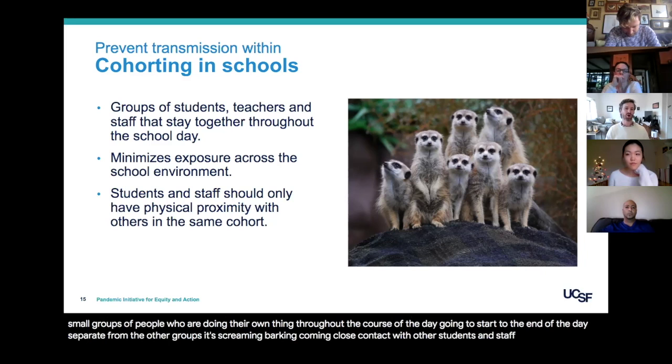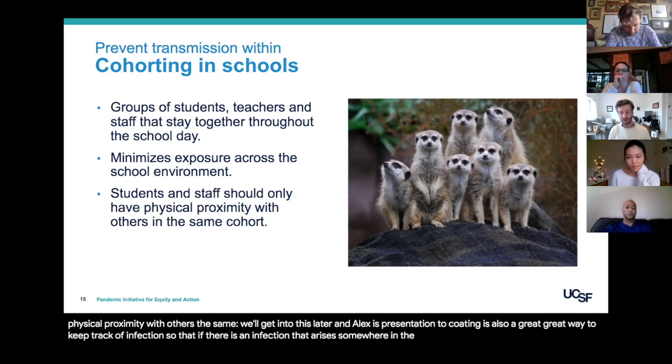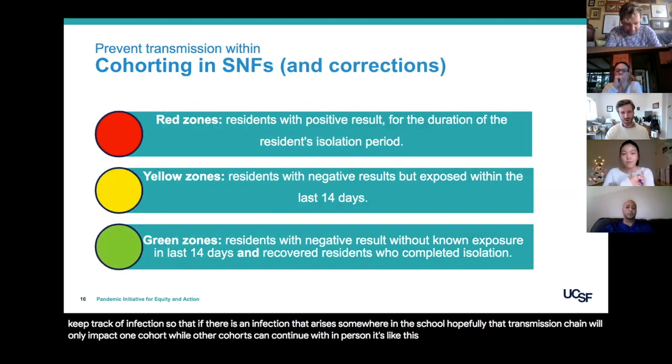Students and staff should only have physical proximity with others in the same cohort. We'll get into this later in Alex's presentation, but cohorting is also a really great way to keep track of infection, so that if an infection arises somewhere in the school, hopefully that transmission chain will only impact one cohort while other cohorts can continue with in-person learning. Next slide, please. Cohorting is a little bit different in skilled nursing facilities and also in corrections.